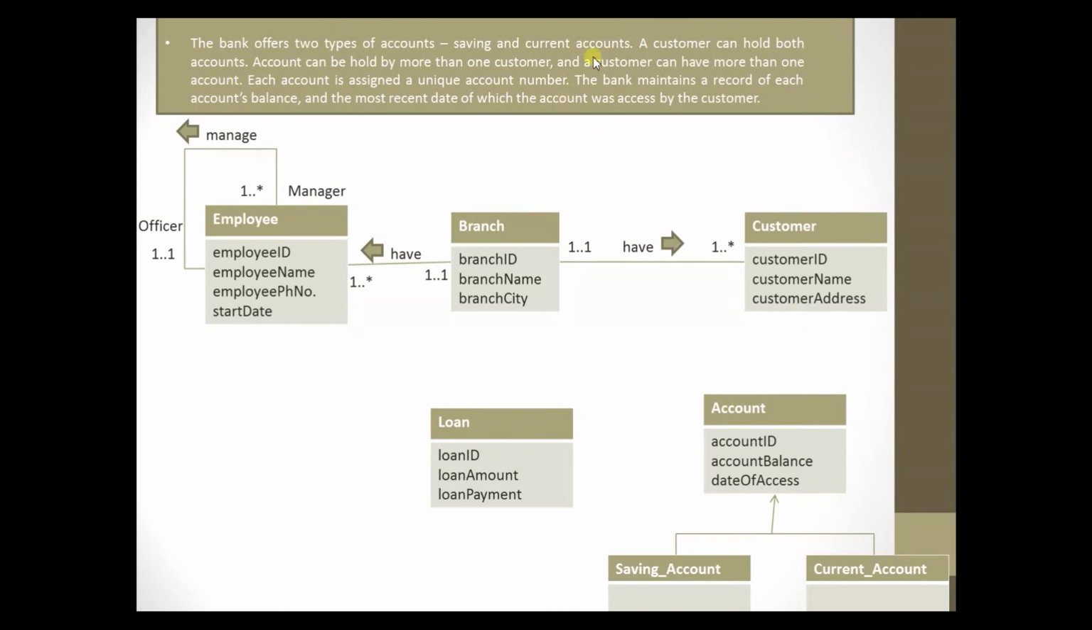Okay, back to this statement. A customer can hold both accounts. This is mandatory because a customer can select either one or both. He cannot select anything other than these two subclasses. So we put mandatory here, and "or" is for the customer can have a saving account or a current account, or both accounts also can.